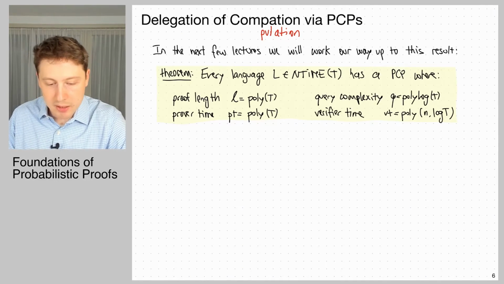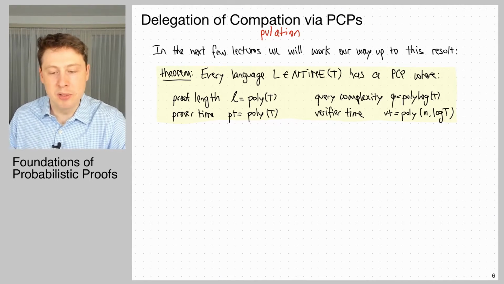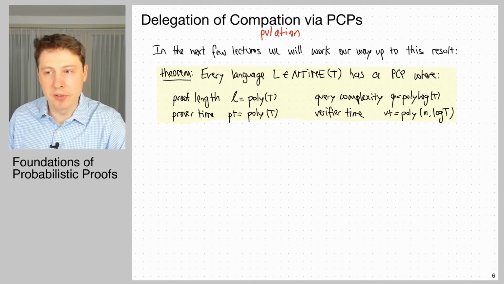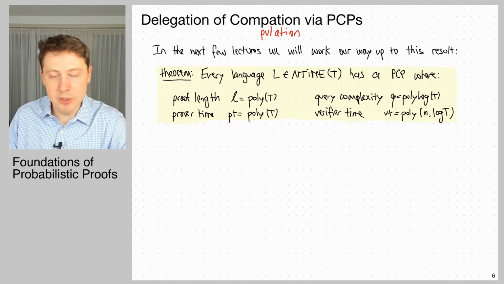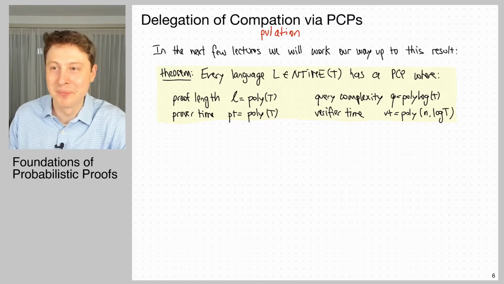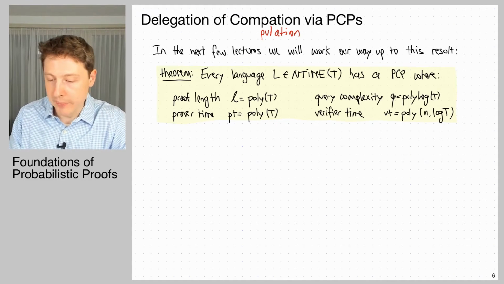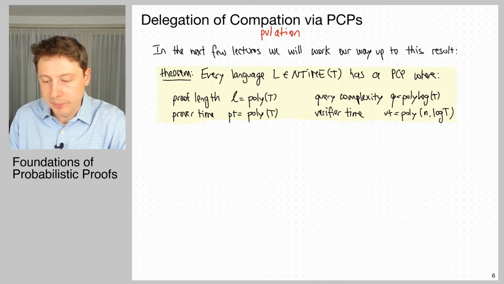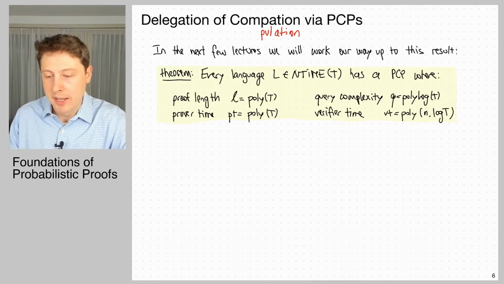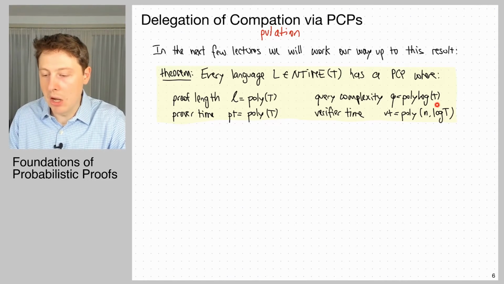Then L has a PCP where the proof length and the prover time are polynomial in t. So this is saying that you can take your witness of size t, encode it, and get a PCP in polynomial time, and the encoding will obviously have polynomial size. So this is an efficient encoding, up to polynomial factors. So that's good. Once we have this encoding, we'll be able to query it and verify it in time that is exponentially smaller, so polynomial in the logarithm of t.